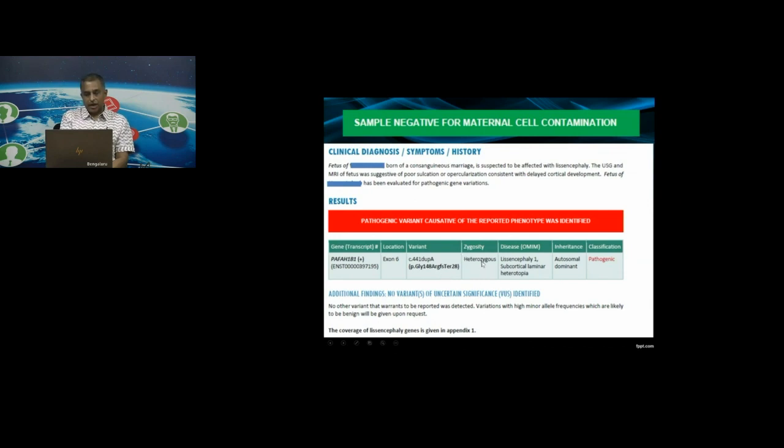So it's heterozygous, and when a gene in its heterozygous, single dose form manifests as a phenotypic disorder, that becomes an autosomal dominant gene, and that's clearly enunciated here, autosomal dominant. It's related to lissencephaly 1 or the classical lissencephaly, and it's classified as pathogenic, again shown to you in red. So it's a pathogenic variant. No other variants of uncertain or certain significance were actually identified.